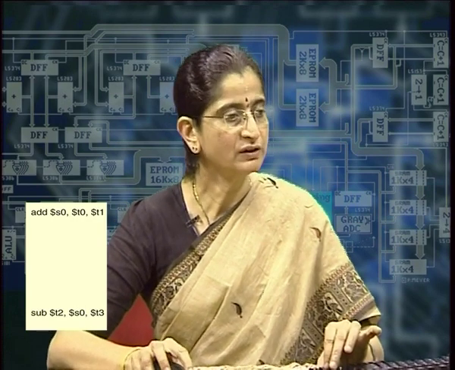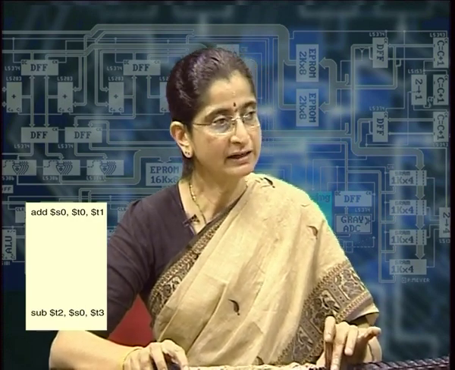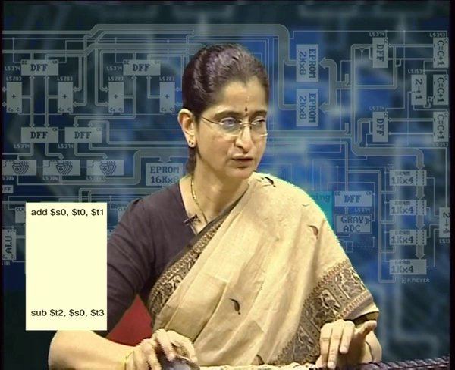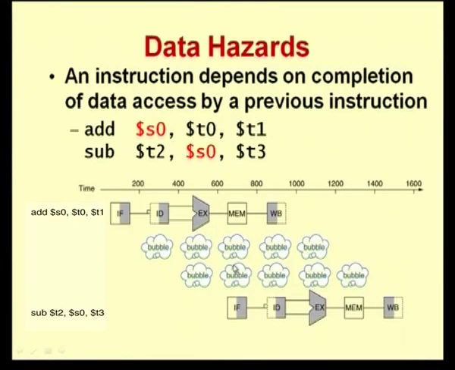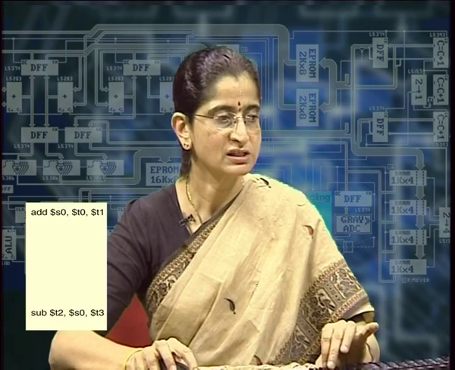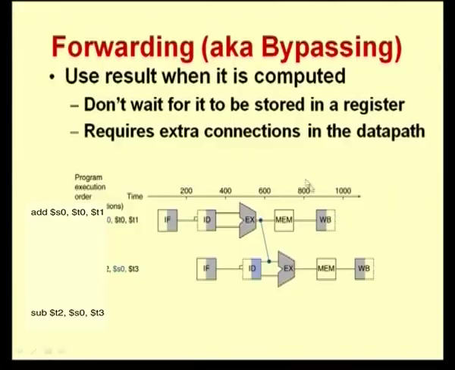One of the ways in which you can handle this hazard is of course, as we saw, by stalling. Now, can we do better than stalling? Can I reduce these wasted clock cycles? If you look at that a little more carefully, we can see that there is a technique called forwarding, which can be used in order to reduce the stall cycles that we have. So, let us see how that can be reduced.